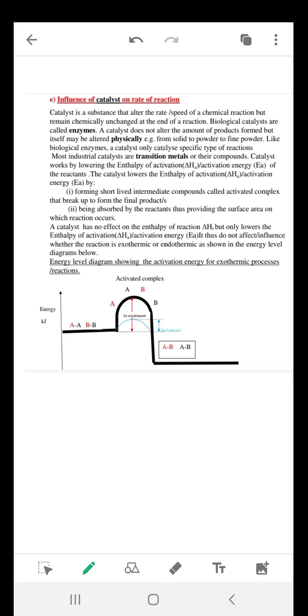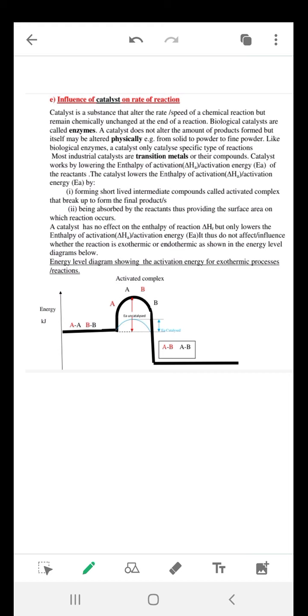So we said a catalyst is a substance that just speeds up the rate of reaction, and we say it speeds up the rate of reaction by lowering the activation energy. So we say that there are some biological catalysts, the ones you studied in biology. There are some catalysts that are altered physically, e.g. from solid to powder to fine powder. So those are catalysts.